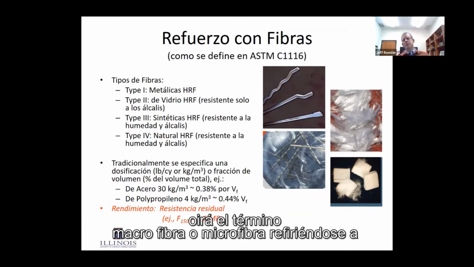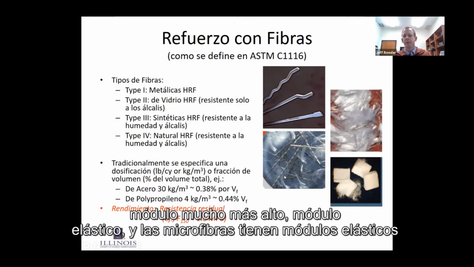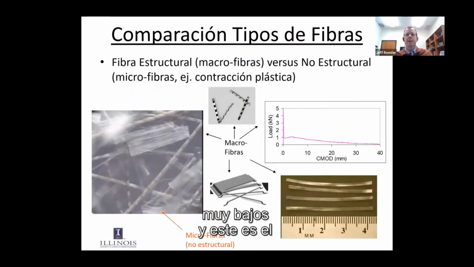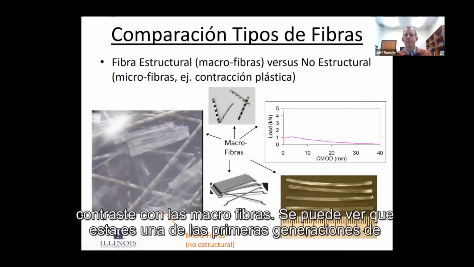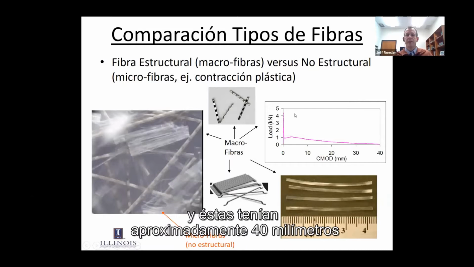So you'll hear the term macro fiber or microfiber referring to these two distinct fibers. One typically having a much higher modulus value, elastic modulus. The microfibers have very low elastic moduluses. And this gives us some, again, contrast of macro fibers. You can see this is one of the first generations of macro fibers in the lower left-hand corner. And its length was about 40 millimeters.